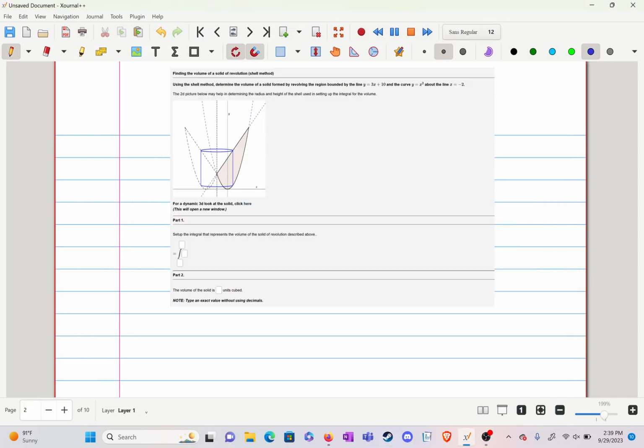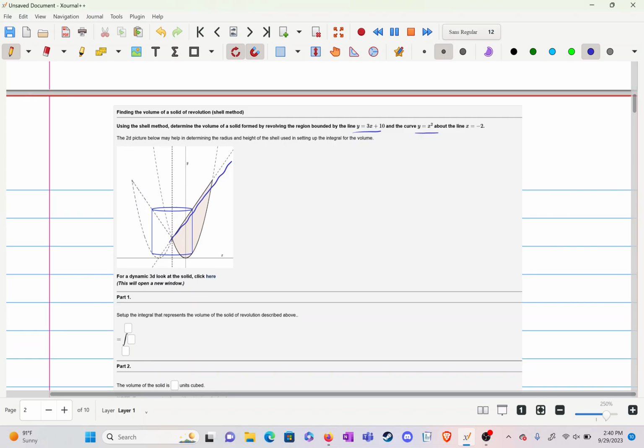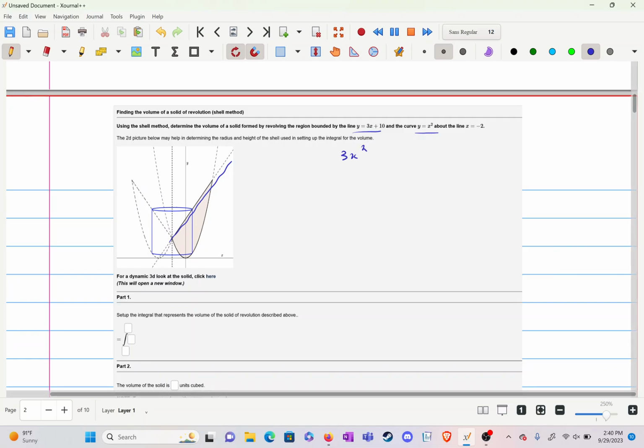Welcome to question 2. Very similar question we have here. We're given a line and a curve, so we know that the line is already above our curve. So when finding our height, we're going to subtract that. Oh, it's not squared. Plus 10 minus x squared. You have our height just right there. Boom, h. Just using the top minus bottom method, you can find that out very easily.